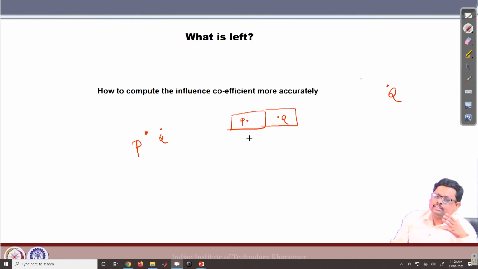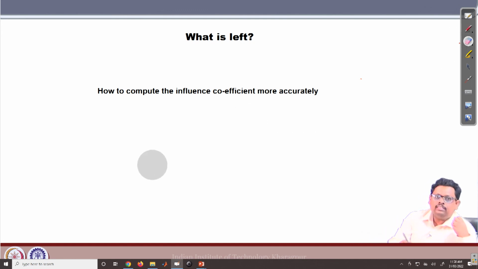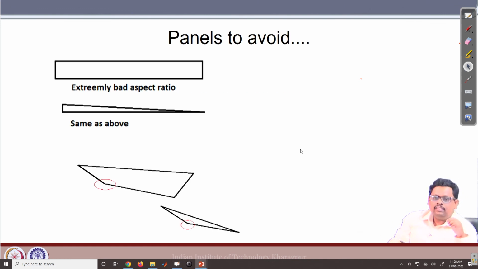So, in that case we normally do not use the 1 point or 2 point Gauss quadrature rule. Depending on the situation, we normally use 3 point Gauss quadrature rule or 4 point Gauss quadrature rule. Okay. So, those discussions definitely we will discuss in coming days. Now, here something that we need to take care of is called the aspect ratio.